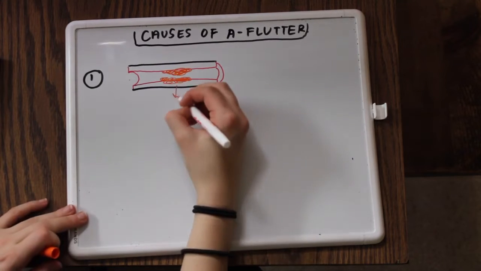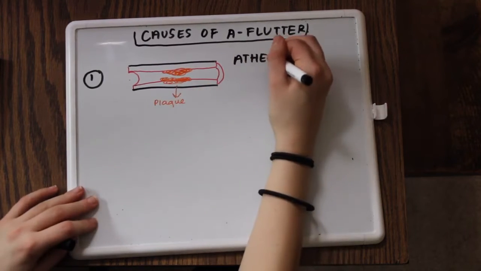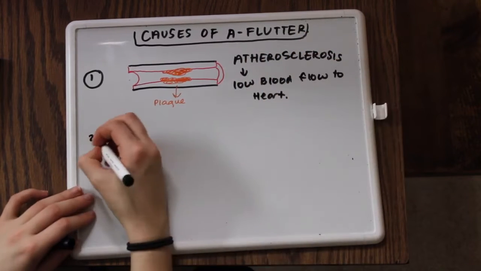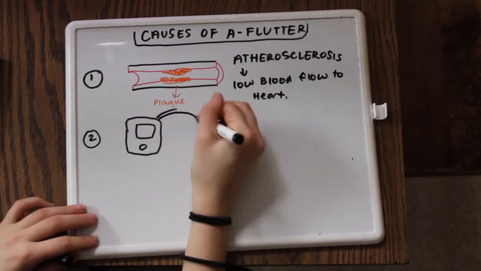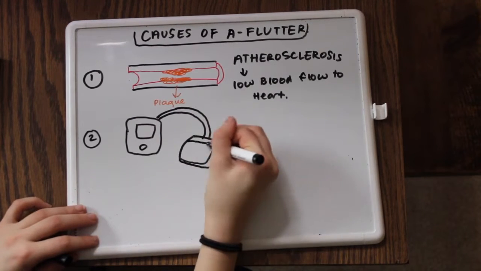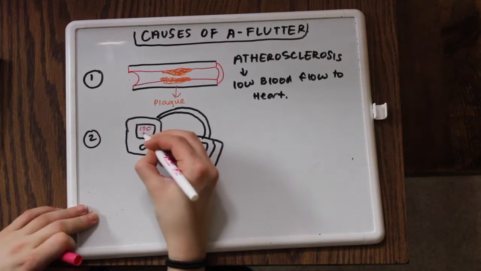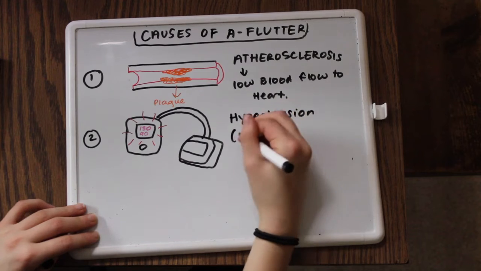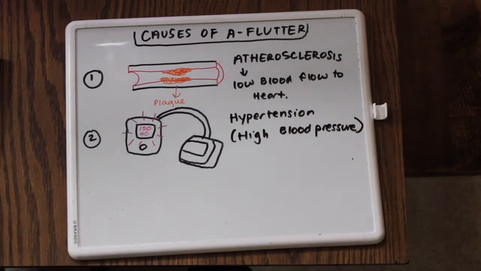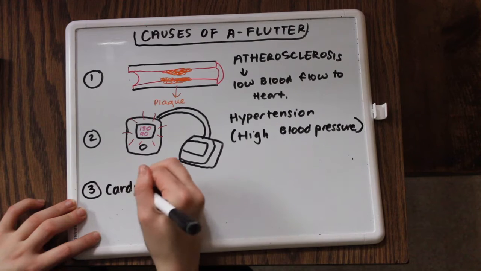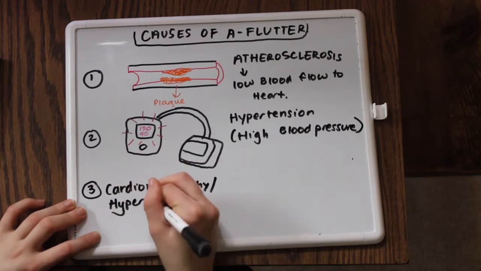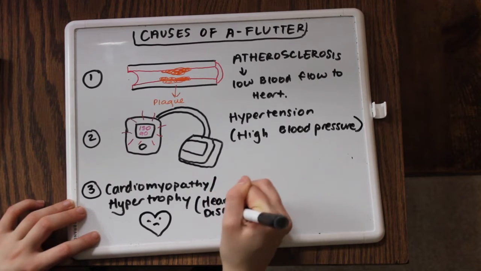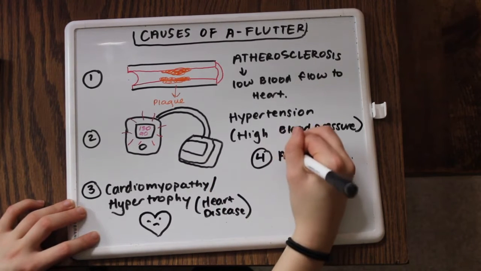There are a lot of causes of atrial flutter, and you may never figure out why, but these are some of the causes that are linked to it. The first is atherosclerosis. This is when there's low blood flow to the heart because there's plaque buildup in the arteries around the heart, and this can cause stress on your heart and lead to atrial flutter. The second is hypertension. High blood pressure can also cause stress on the heart and lead to atrial flutter. The third is cardiomyopathy or hypertrophy, which are enlargements of the heart or disease of the heart muscle, which can yet again cause stress on the heart and cause atrial flutter.